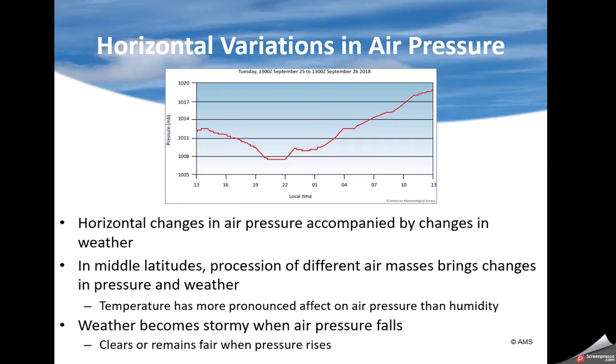And here you can see the horizontal variations in air pressure. Notice they're not a lot. For example, this was over basically 24 hours. Here we are at probably 1,012 millibars, goes down to about 1,007 millibars, and all the way back up to, say, 1,019, 1,018 millibars. That's a 10 millibar pressure difference.